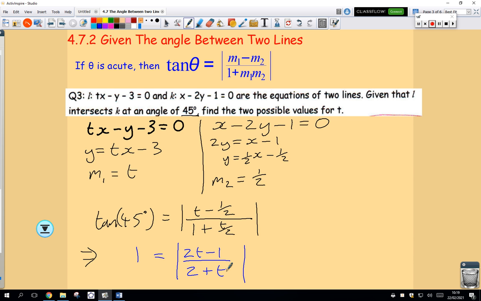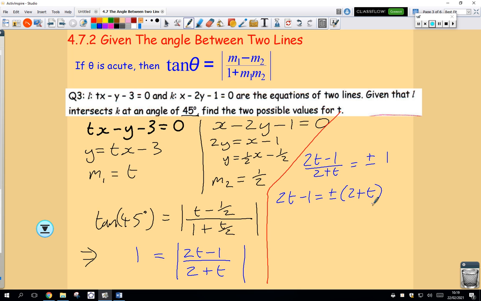Alright, so we're going to find two possible values for t here. This is where the absolute value brackets come in. So I'm going to try to solve this. Actually, I might just squeeze this in over here. You'll keep working down the page, of course. If the absolute value of a number is 1, well, that number, 2t minus 1 over 2 plus t, could equal plus or minus 1. Multiplying by 2 plus t on both sides, we get 2t minus 1 could equal plus or minus 2 plus t times 1, that's 2 plus t.